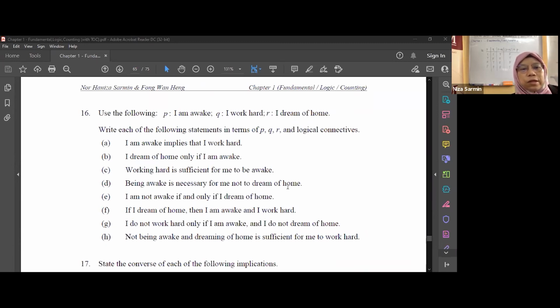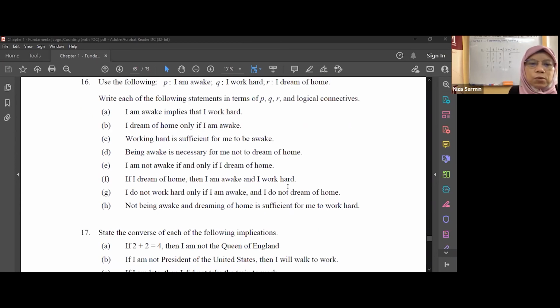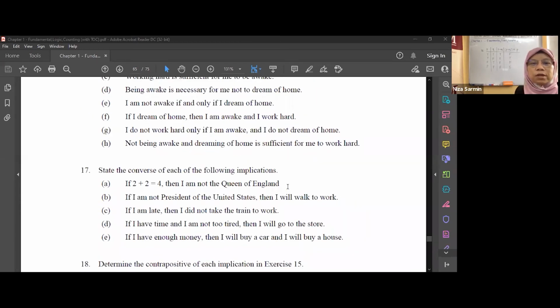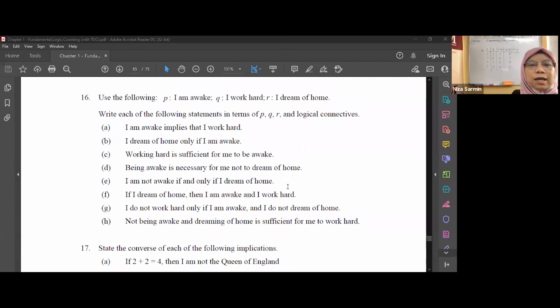Okay. This one you can try yourself, yeah. Number 16. Okay. Wait. 16A. I will give one 16A. I am awake is P, implies that I work hard. Okay, that is for 16A.